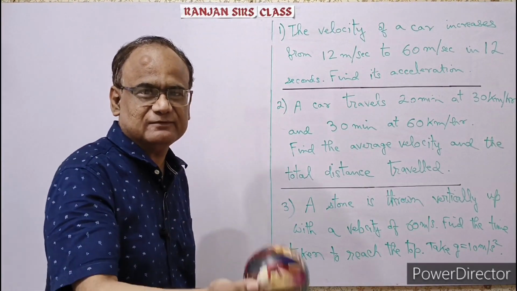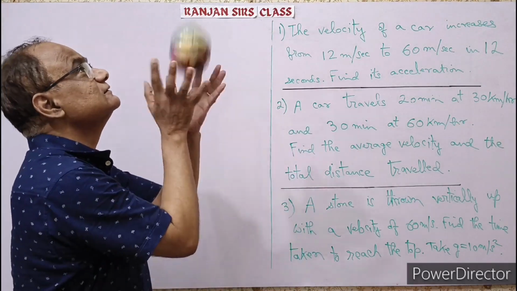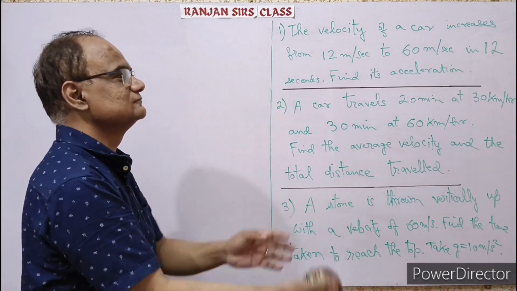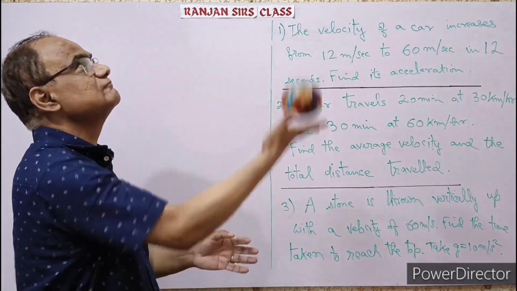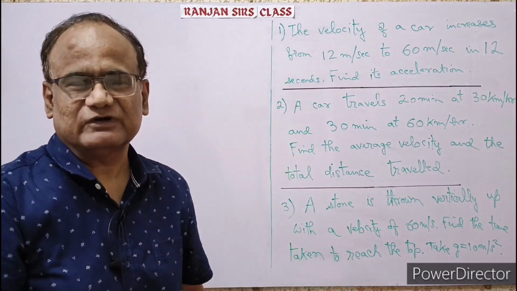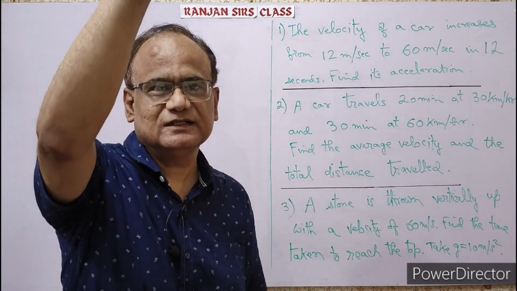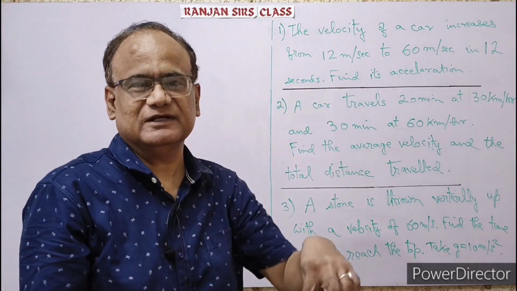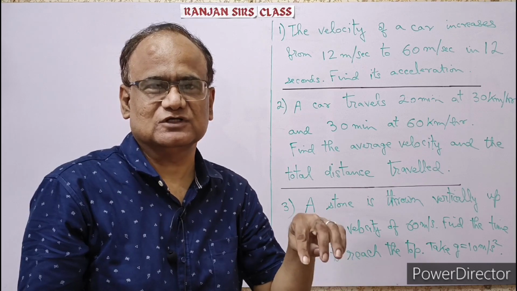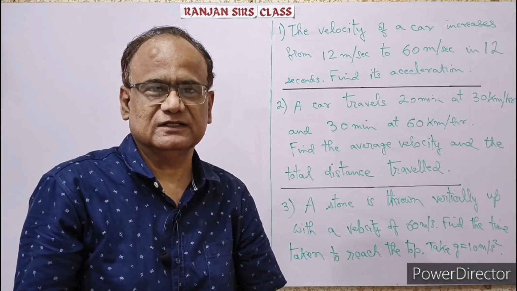So just see what I am doing. What am I doing? I am throwing this ball up with a certain velocity. It is going up and then coming down again. Why? Because of the force of gravity, isn't it?